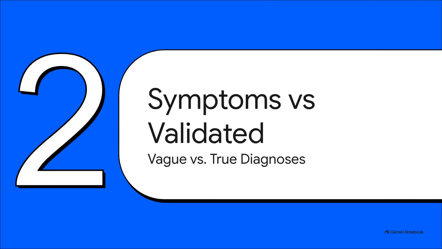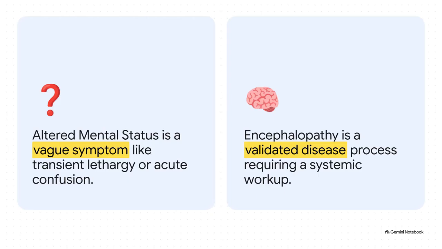Moving on to Section 2, let's look at vague symptoms versus validated diagnoses. This is the exact battleground where clinical validation denials happen. It's that clinical ambiguity between a mere symptom and a true pathophysiologic disease process. Altered mental status, or AMS, is a broad, nonspecific symptom describing a change in cognitive function or level of consciousness. Encephalopathy, on the other hand, is a true pathophysiologic disease process characterized by global brain dysfunction. It requires a systemic workup.